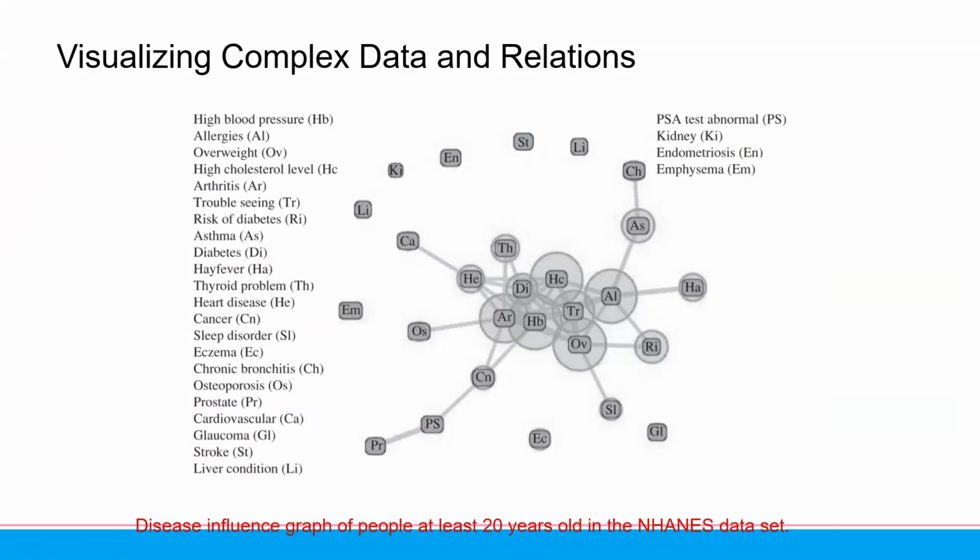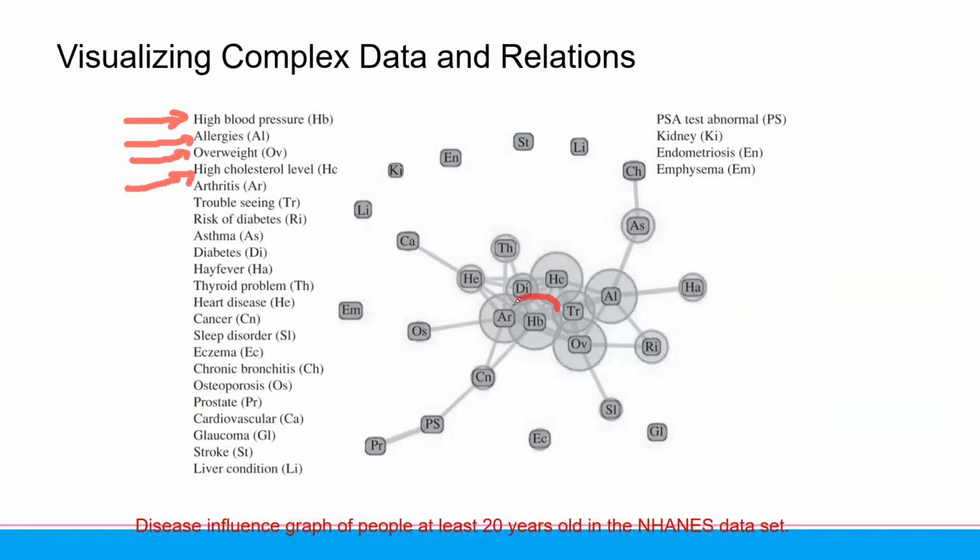What is the meaning of this one? Maybe you know, in health, we have high blood pressure, allergies, overweight, high cholesterol level, and so on. So those are the diseases. And I would like to see what the relations are between one disease and other diseases.